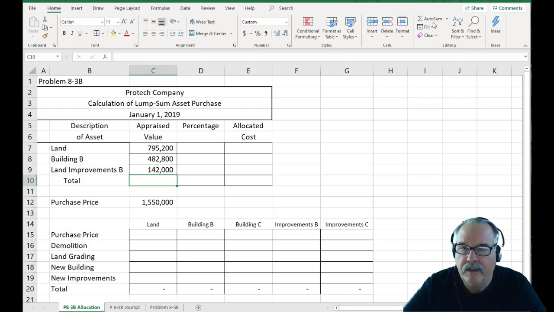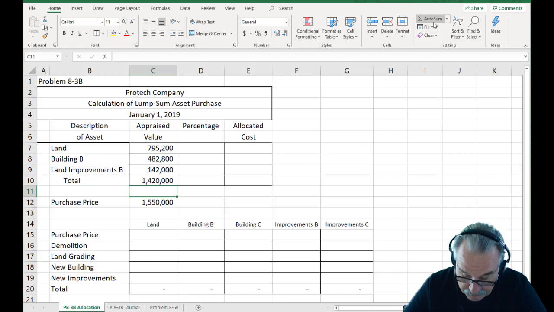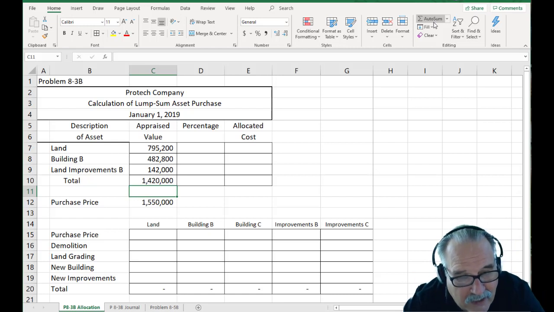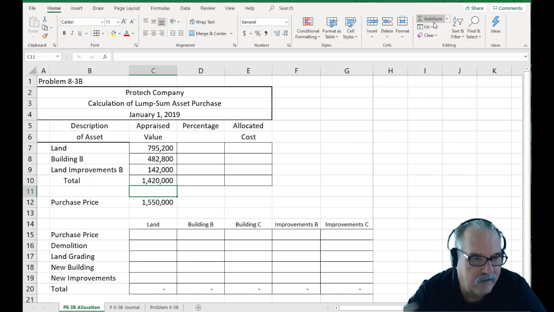So now when I add them all up, it's $1,420,000, which means we paid more than the appraised value of this property. This is very common because oftentimes the location, or whatever, there's a reason why the company that bought this was willing to pay a little more than what the actual appraised value was.